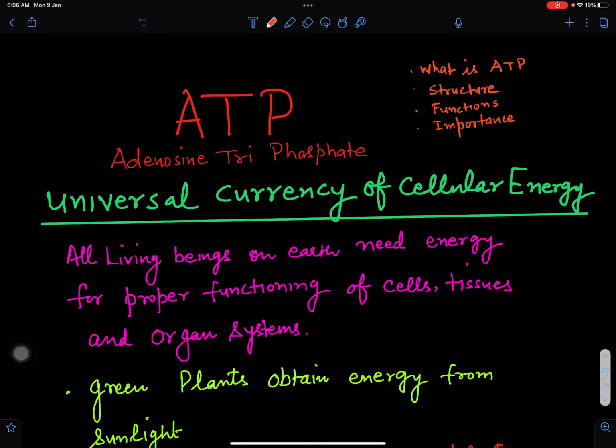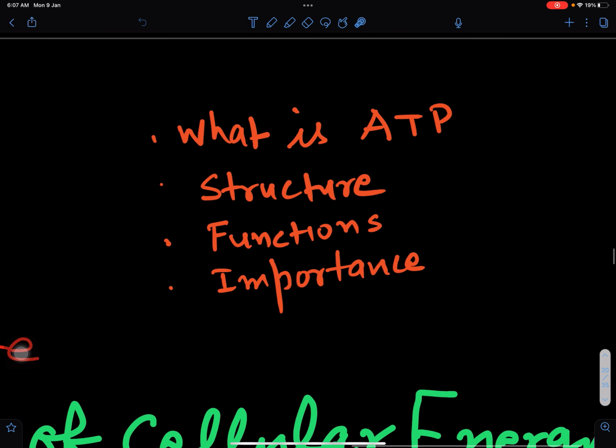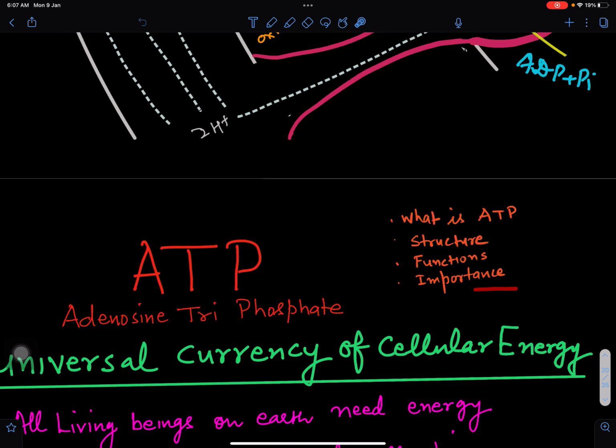In this video, we will study about ATP. Now, what is ATP? ATP is called adenosine triphosphate. In this video, we'll study in detail what is ATP, what is its structure, where it plays an important role, its functions, its importance in many metabolic activities.